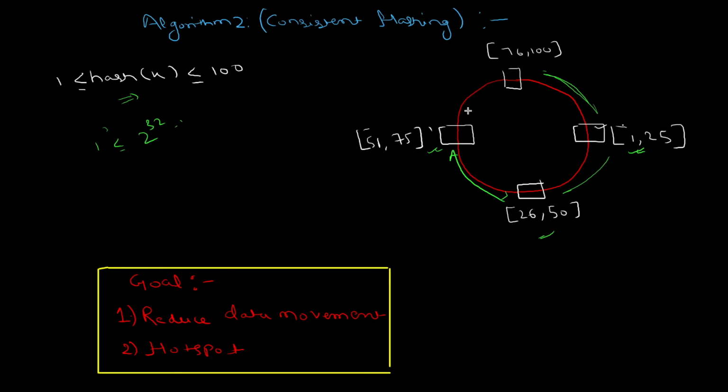Now let's see how this solves the problem with the simple hashing algorithm, starting with data movement. Let's say a new node is added, any node here. If you think carefully, which data will be moved?